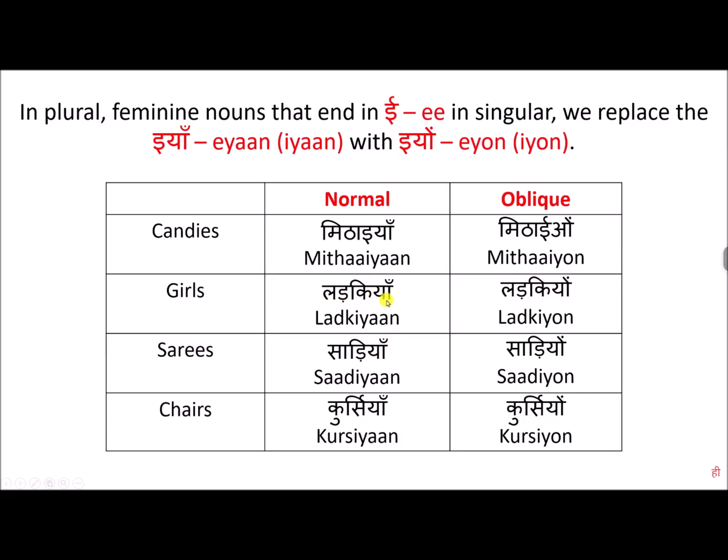Ladkiyan, ladkiyon. साड़ियाँ, साड़ियों. कुर्सियाँ, कुर्सियों. Okay, इया changes to इयों. All right.